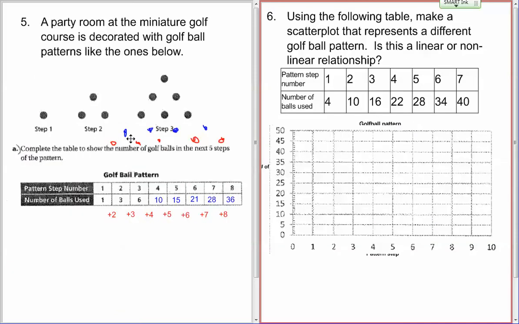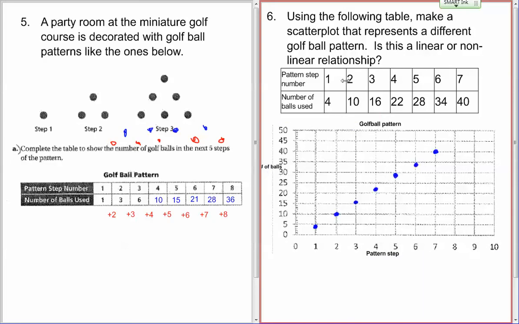And lastly, using the following table, make a scatter plot that represents a different golf ball pattern. Is this linear or non-linear? All I have to do is plot these points. So I've done that under here. 1, 4, over 1, up 4; 2, 10; 3, 16; 4, 22. You can see that these do form a straight line, meaning it is linear.